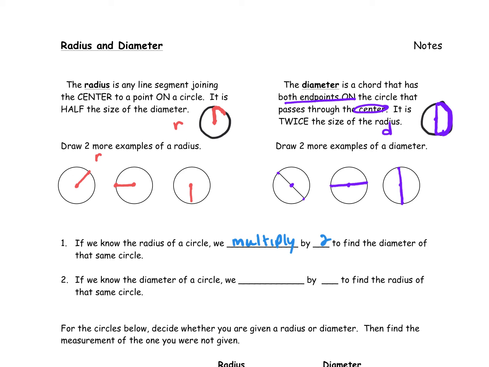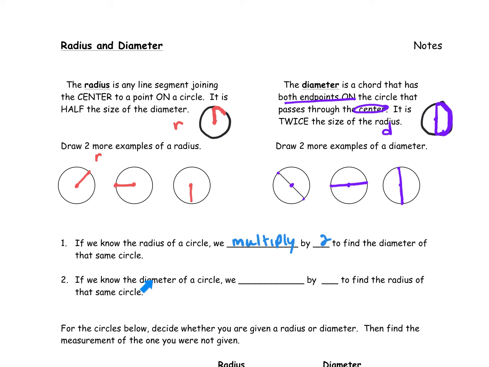So let's look at this. If I had a radius and I multiplied this length, say this was 3 inches, by 2 and went the other way, I'd have a diameter. So if I just extended this twice, it would make a diameter.